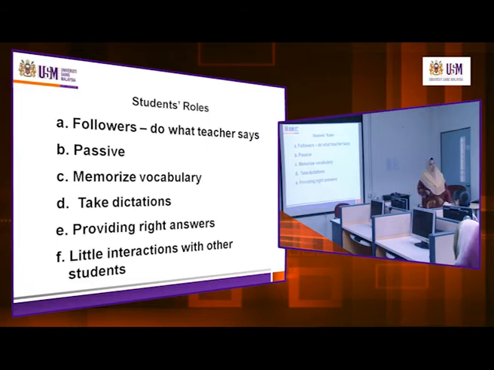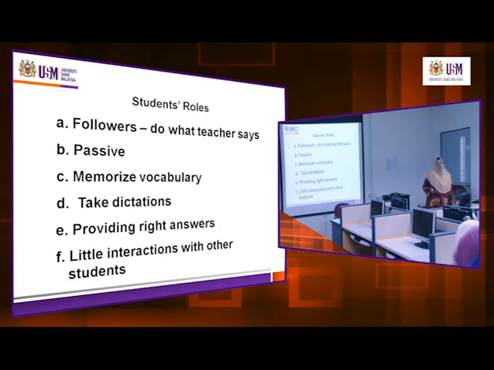Providing right answers. So students must provide the right answer. They cannot be wrong. There's no gray area in this case. It has to be black or white. You can choose any color as long as it's black. Isn't it? You have the freedom to choose any color as long as it's black. There's no freedom, isn't it? You can only choose black. So this is what GTM is, providing right answers. Students cannot be wrong. You have to be right.